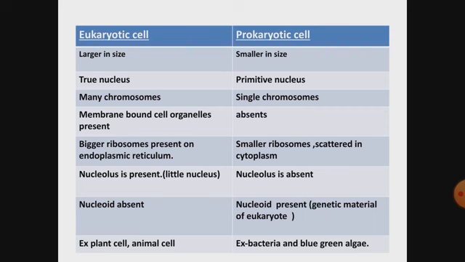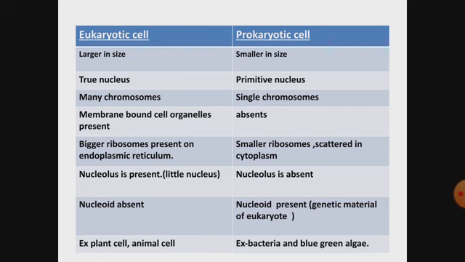This nucleus is a kind of a single chromosome which is found naked in the cytoplasm. No covering is present in prokaryotic cell. Now see, first point I have written, generally the eukaryotic cells are larger in size and prokaryotic are smaller in size. Second point, true nucleus in case of eukaryotic cell. As I told you, eu means true, karyot means nucleus. Prokaryotic cell is primitive, no true nucleus is present in such cells. Then eukaryotic cells have many chromosomes, but in prokaryotic cell there is a single thread of long chromosome.